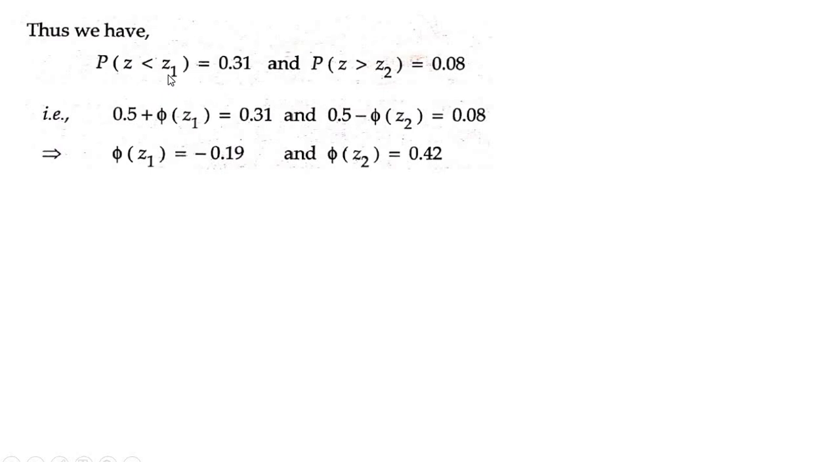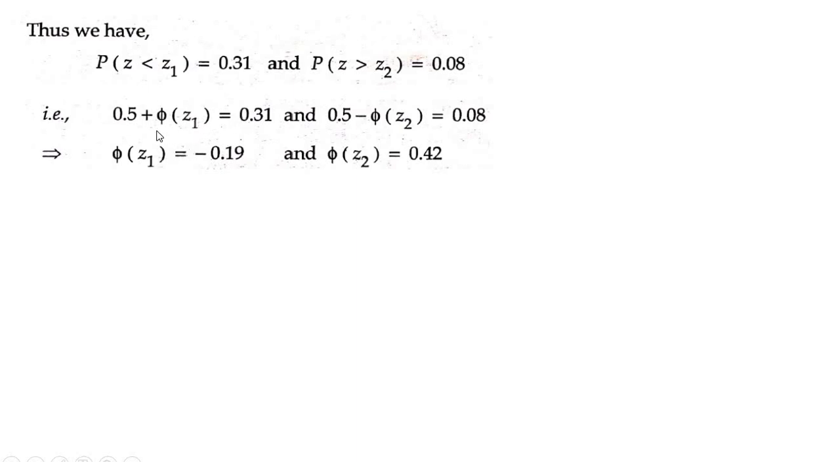So P of z less than z1 means what? How do you write it? It is 0.5 plus phi of z1. Use the result: when you have P of z less than z1, that is equal to 0.5 plus phi of z1. If you have z greater than z2, then it is 0.5 minus phi of z2. Just remember these two conditions. So 0.5 plus phi of z1 is equal to 0.31. I need to find what is the z1 now.